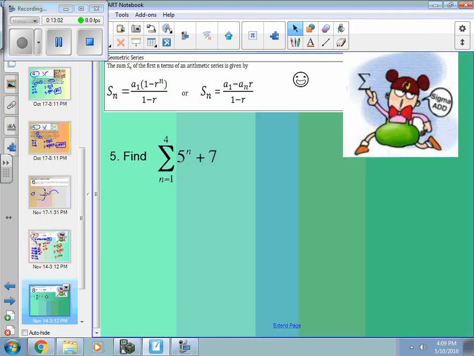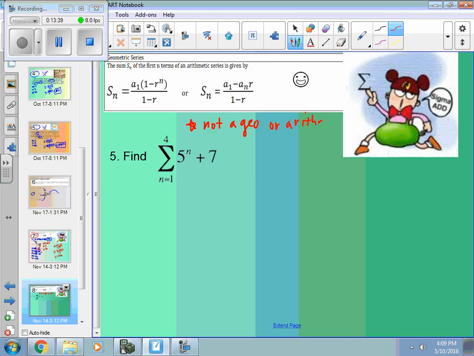Let's try one more here. Number 5, what is the summation of this one? Now here you got to be careful. This part is a geometric one because it has the form we talked about here. A would be 1 since there's no number in front. B would be 5, and there's an exponent. But the plus 7 part is what changes this one. Having that plus 7 there makes this not a geometric or arithmetic one.